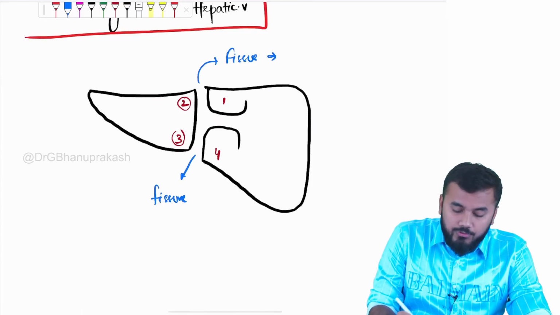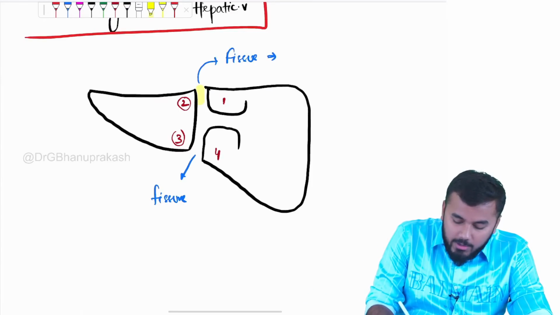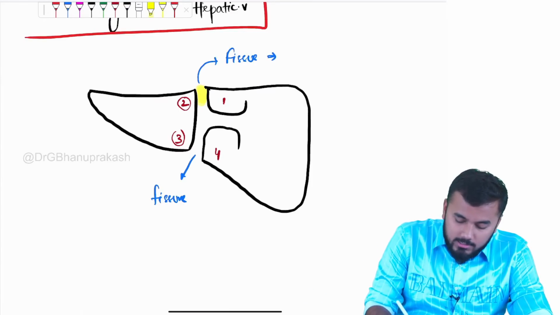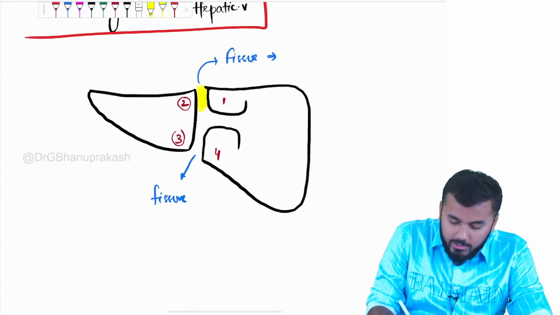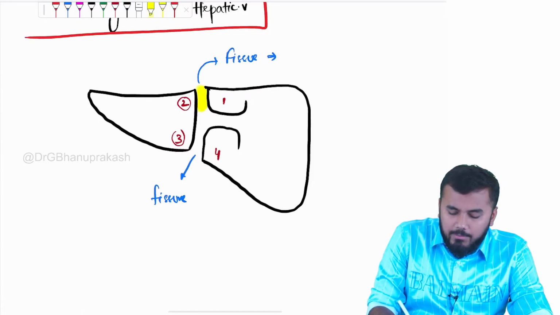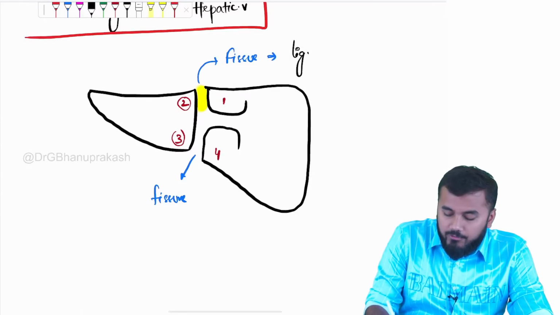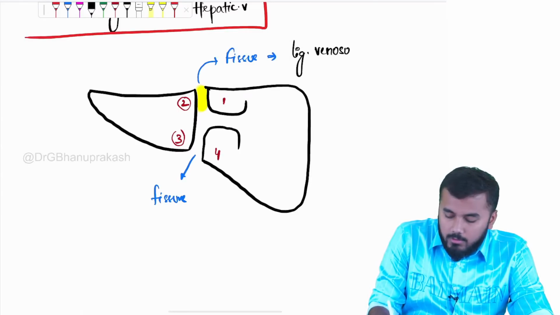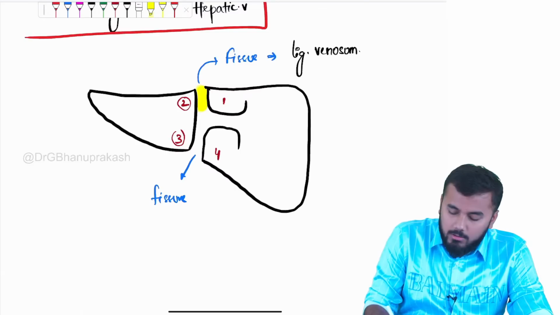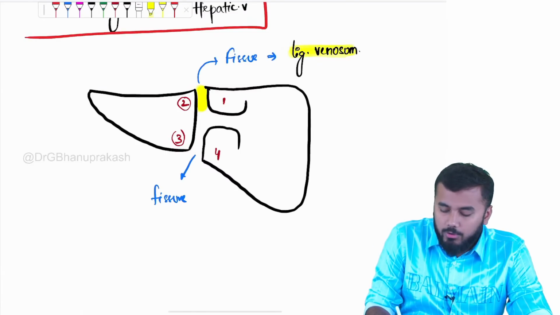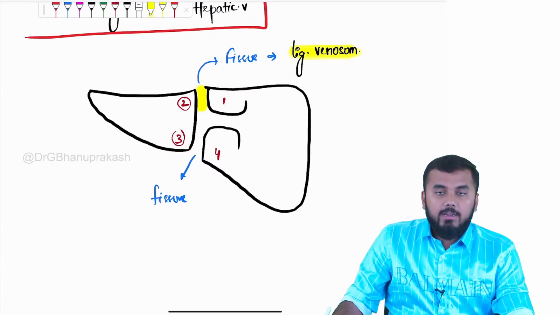Now, in this fissure, I have got a very important ligament. You see this yellow color ligament which I am drawing here. This fissure has got some yellow color ligament over here. This ligament is called as ligamentum venosum. It is not yellow actually, but to differentiate the color, I told you. It is called as ligamentum venosum.